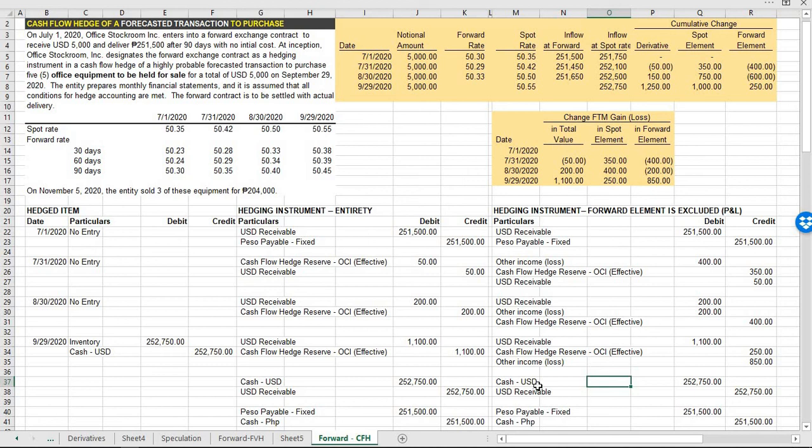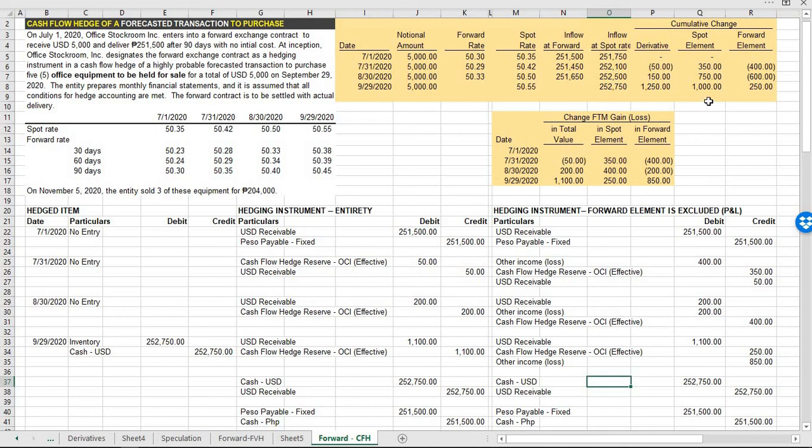So ngayon, after we have settled the obligation resulting from the forward contract, sarado na yung ating USD receivable na account at peso payable na account. Ang natitira na lang is yung cumulative balance ng ating cash flow hedge reserve na nasa OCI. Again, cumulative balance. Ibig sabihin, since the start. At magkano yun? That will be, syempre, yung attributable lang sa spot element. Kasi lahat lang naman ng attributable sa spot element, yun yung nire-record natin sa OCI.